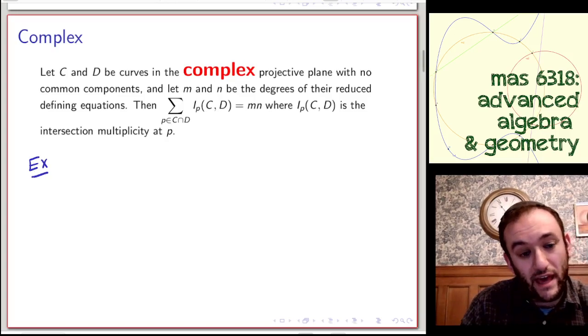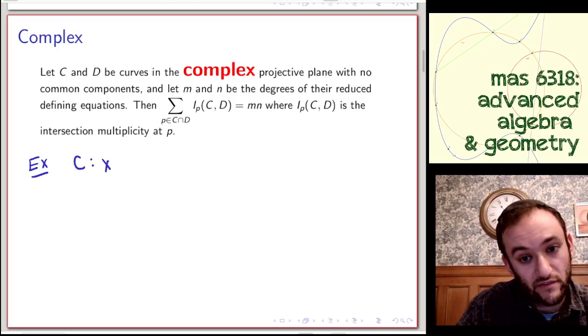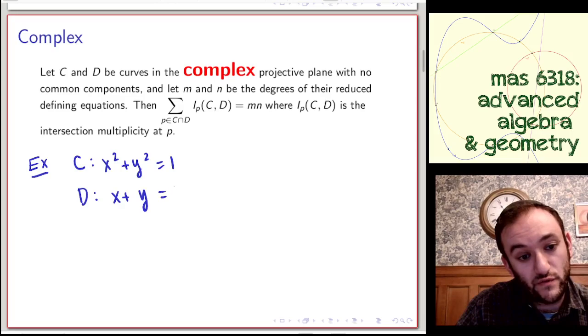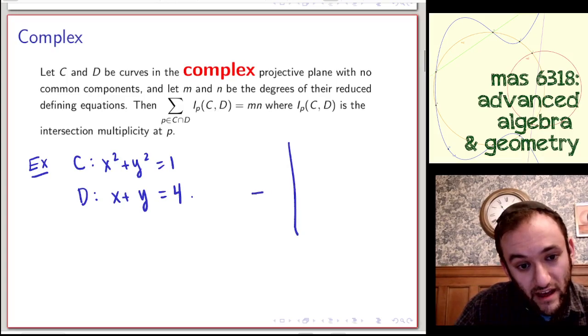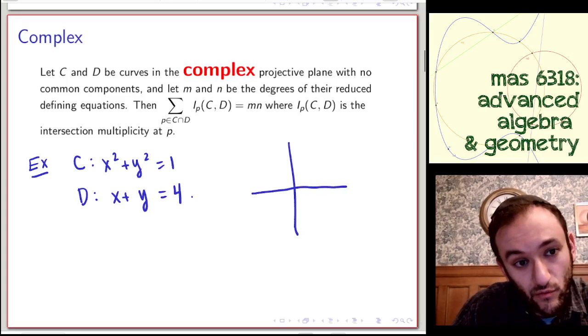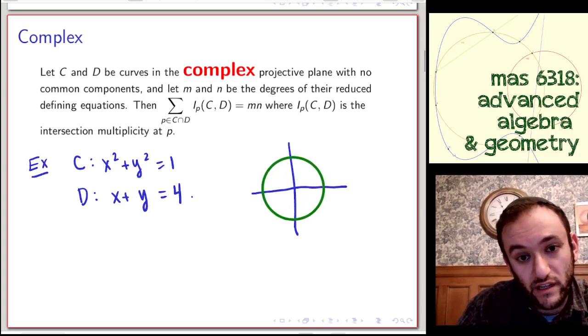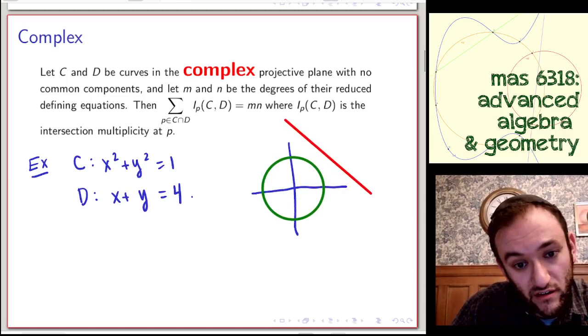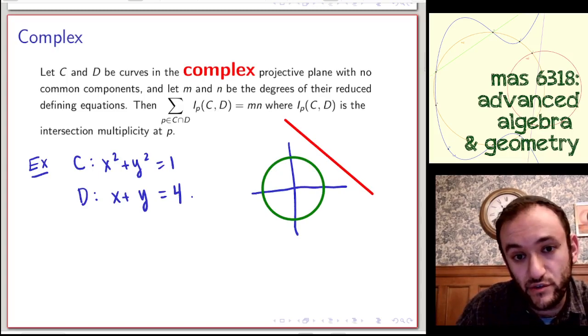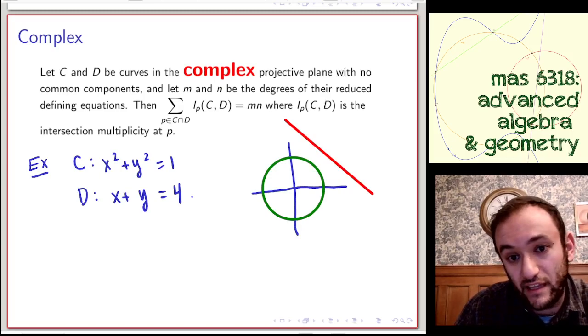So let's say we have the two curves C given by x squared plus y squared equals 1, and D given by x plus y equals 4. Then our graph would look something like this. We would have a circle of radius 1 at the origin, and then we would have a line passing above and to the right of it. Okay, so these two will never meet, at least not over the real numbers.